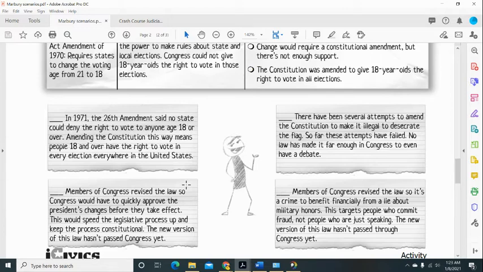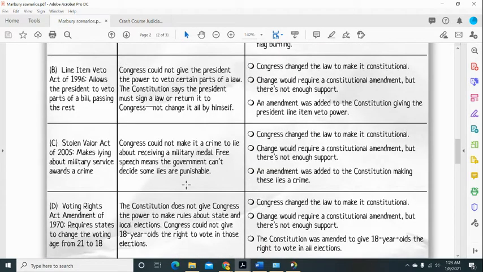The legislative process is notoriously slow. The new version never passed Congress. So the line item veto is still not a thing.